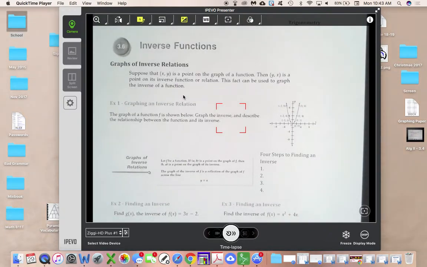This is inverse functions. I need to make the screen bigger.